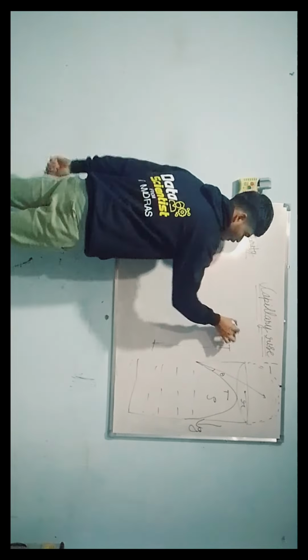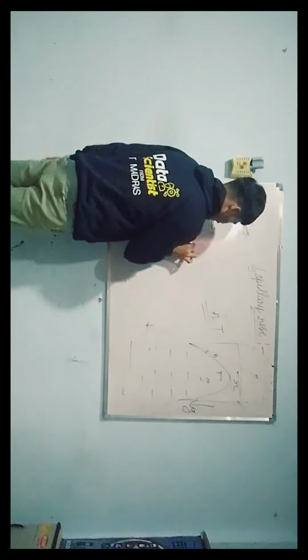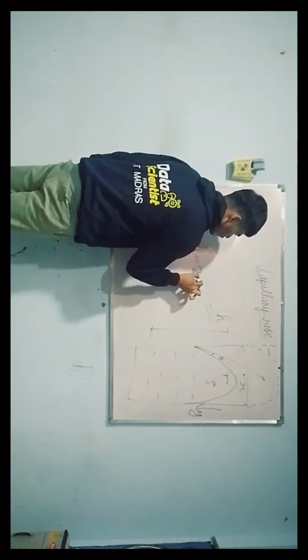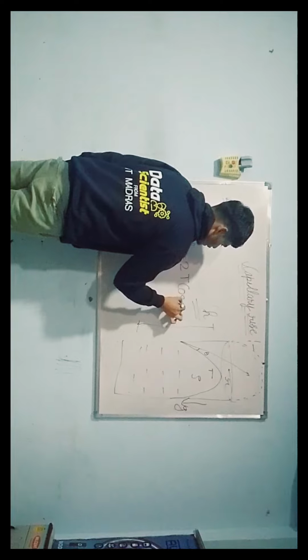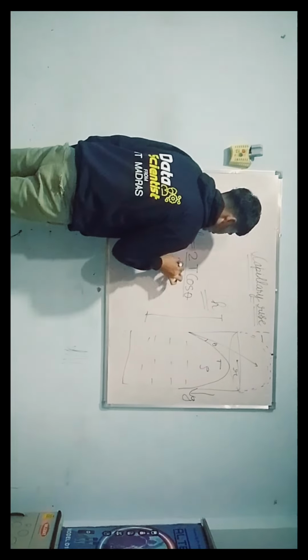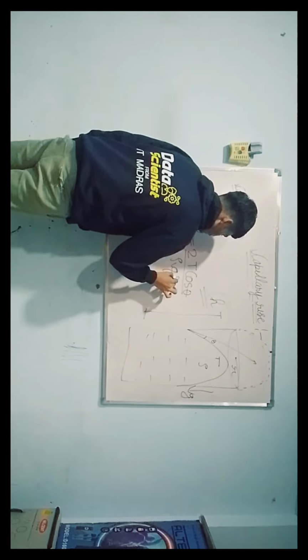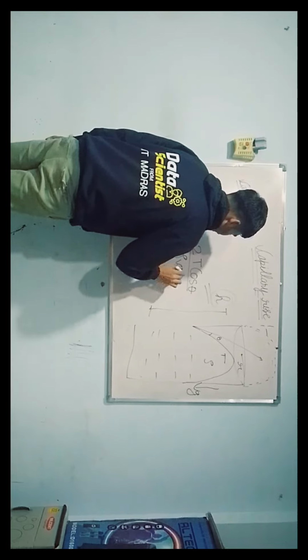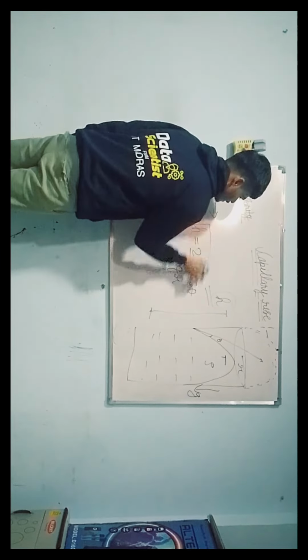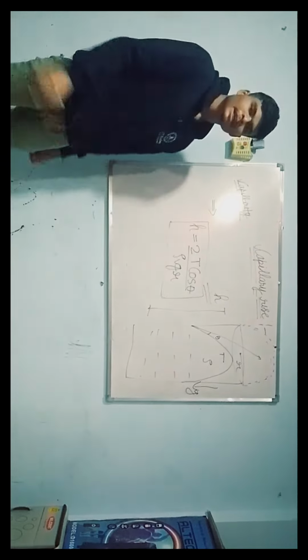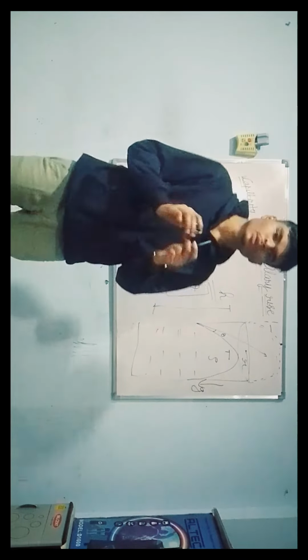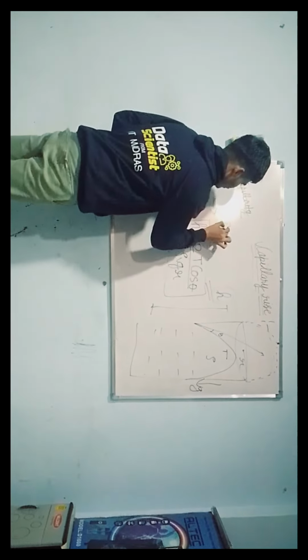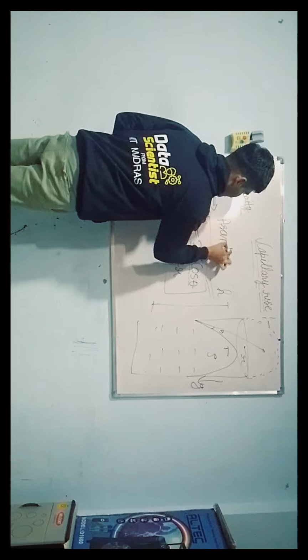So how is the value of height given? The height is calculated by the formula h is equal to 2T cos theta by rho g times r. This is the formula for capillary rise, which is also known as the Ascent formula.